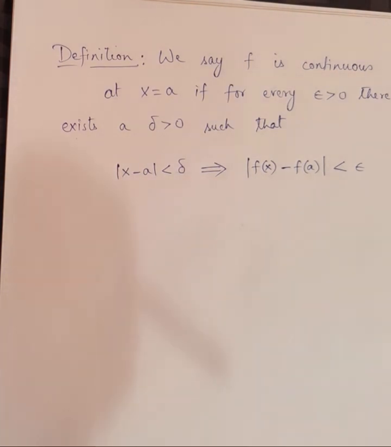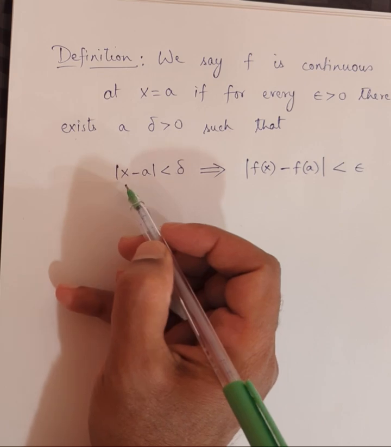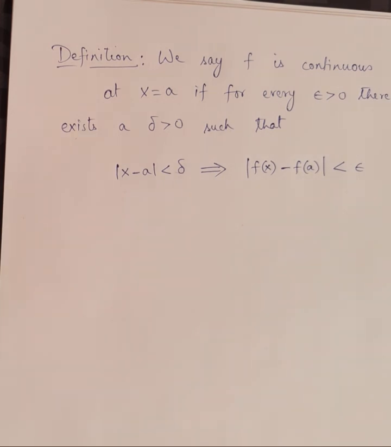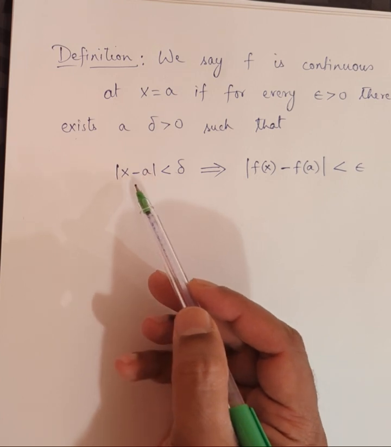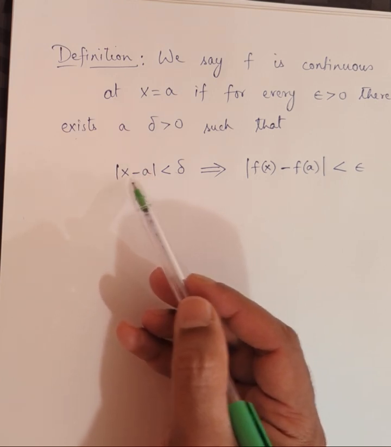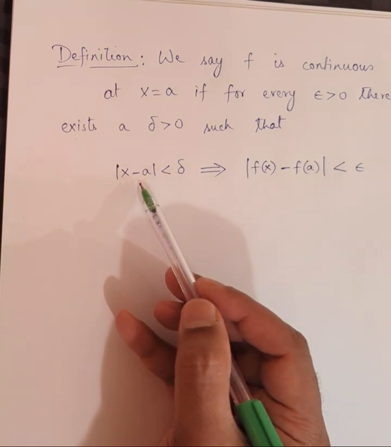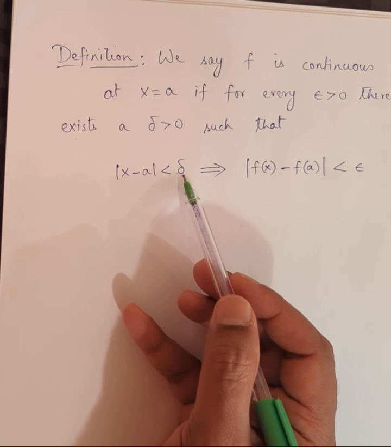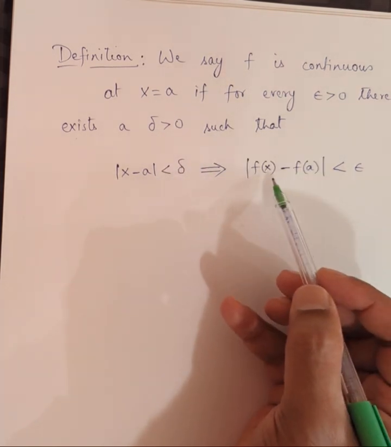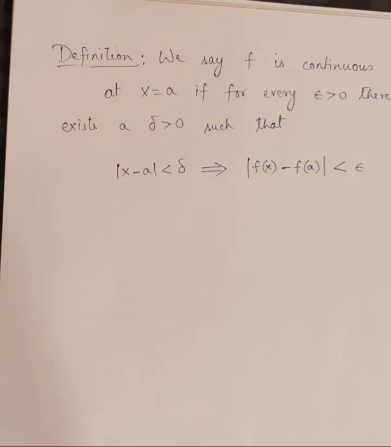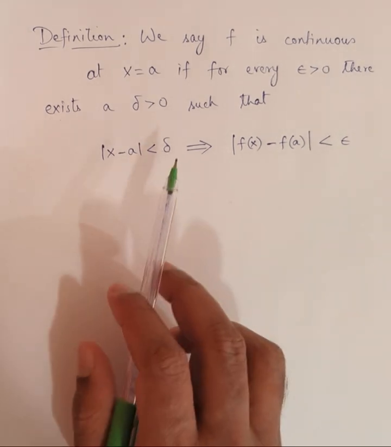Now, when we defined limit, we actually had 0 less than absolute value of x minus a, because there x need not be equal to a. But here we do require that x could also be equal to a. When x is equal to a, this inequality is still true, because delta is a positive number. And what we want is absolute value of f of x minus f of a to be less than epsilon. And so f of x will be equal to f of a in this case. So this is the definition of continuity of a function at x equal to a.